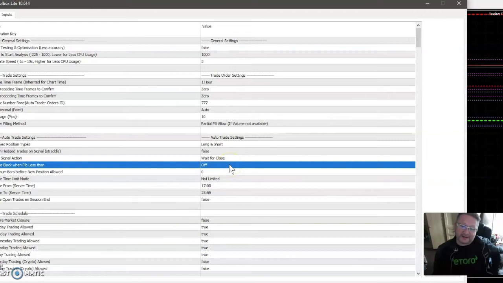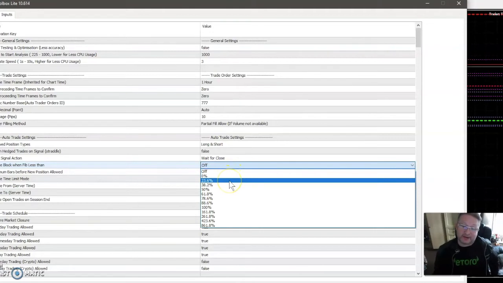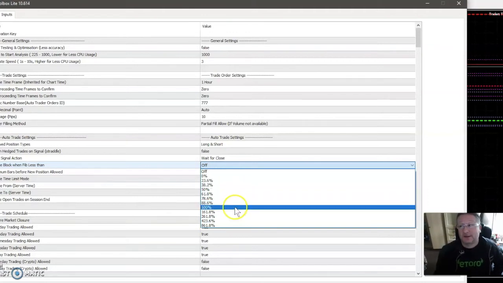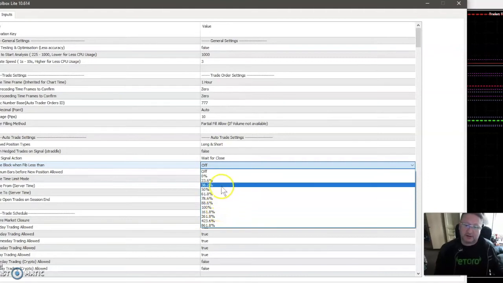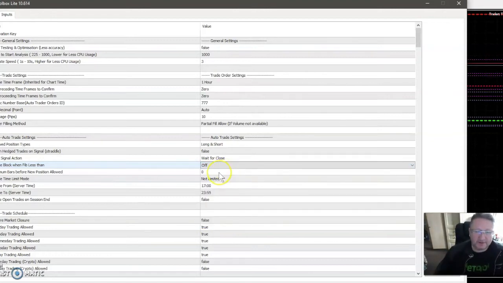Trade block with fib less than. So what this does is to limit when a trade will be placed above or below a swing point. So say you want to make sure you get the 100% Fibonacci confirmation that the trend has changed or it's continuing, you would put 100%, and when the signal changes after 100%, it would only open trades. So you could put anything there up to 861% of the fib in that direction. So that's what that's for.